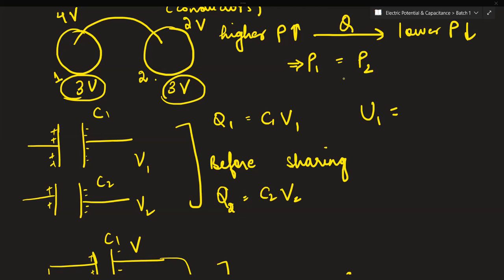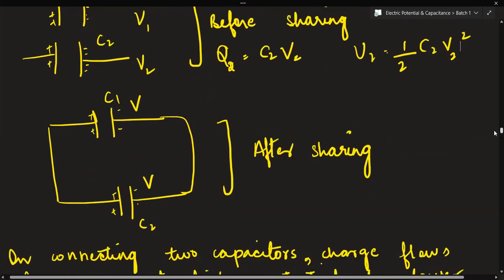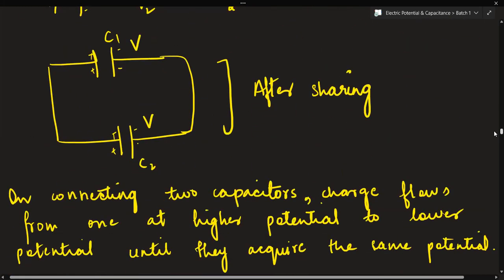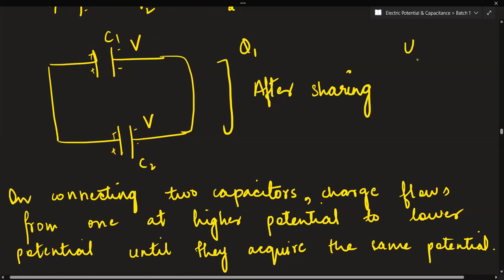So C is C1, V1 is the potential. So I'll specifically mention it: half C1 V1 square. Similarly, energy for this will become half C2 V2 square. Now, after sharing means now I have connected them. Now tell the charge for this and the energy for this, Q1 prime, let's say.